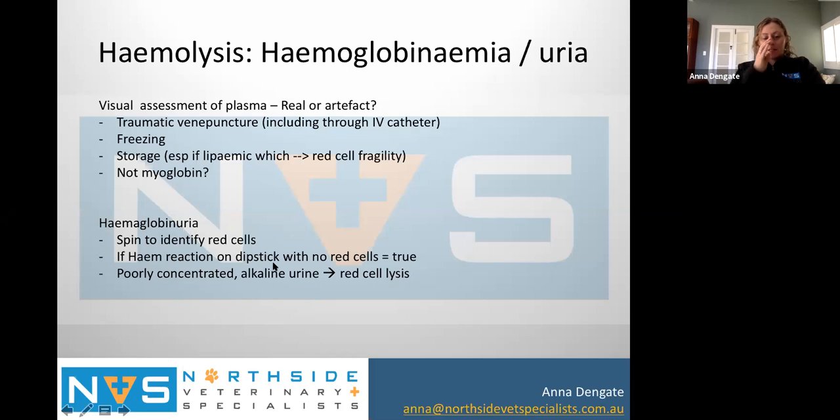If you get a heme reaction on a dipstick with no red cells, it's probably true hemoglobinuria, and that's adequate for meeting the criteria for evidence of hemolysis.